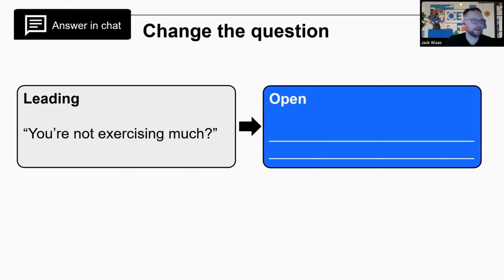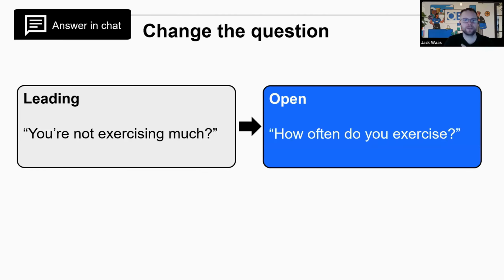And then the next one here, how would we change that to an open question? It would be something like this: how often do you exercise? Right? You're not exercising much. You're kind of suggesting that they should say no, right? You're kind of leading them to a specific answer. But if you say, how often do you exercise? That is a much more open-ended question, right? It allows them to answer with a lot more information.